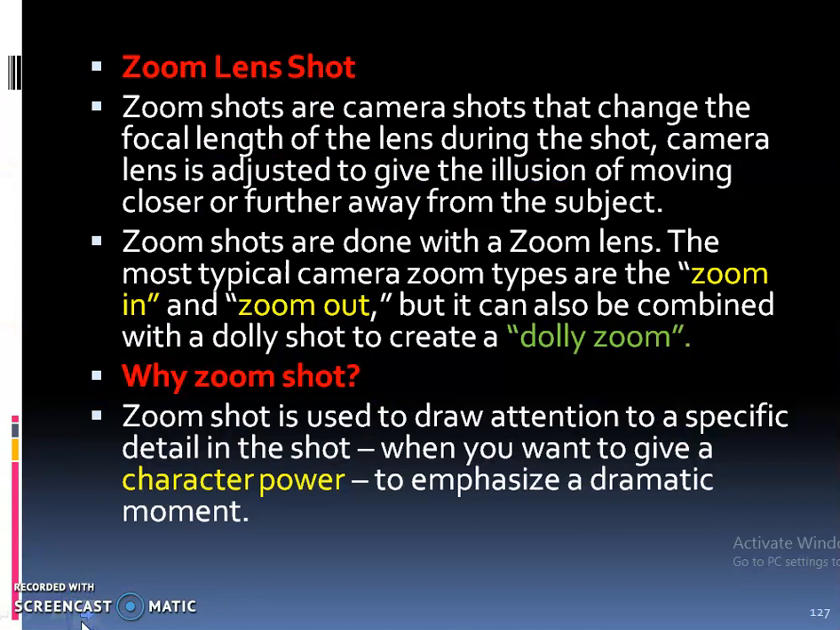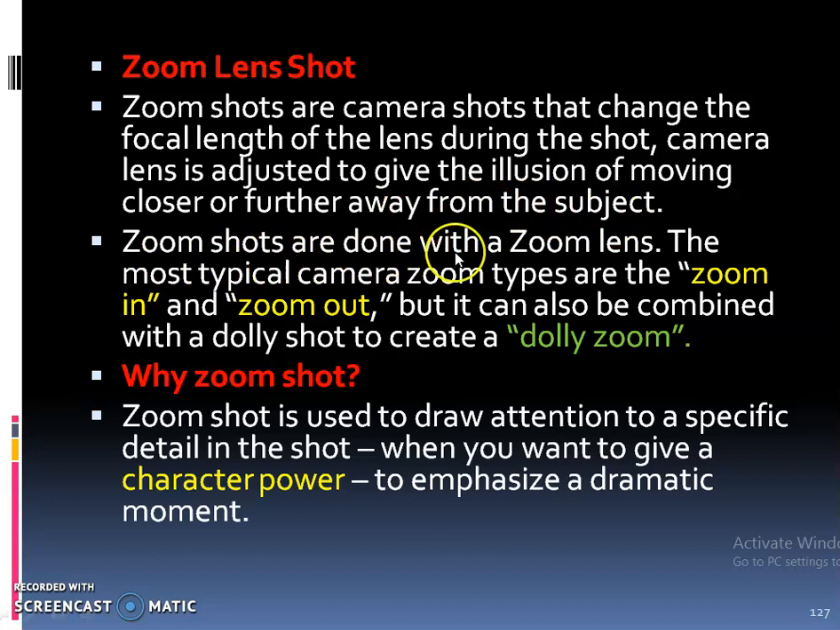The next type of movement is the zoom lens shot. Zoom shots are camera shots that change the focal length of the lens during the shot. The camera lens is adjusted to give the illusion of moving closer or further away from the subject.